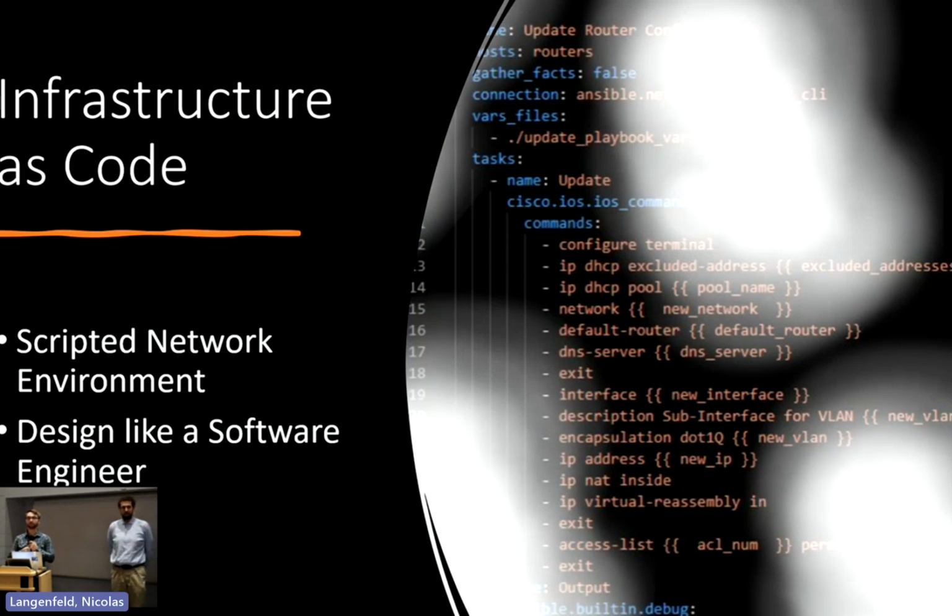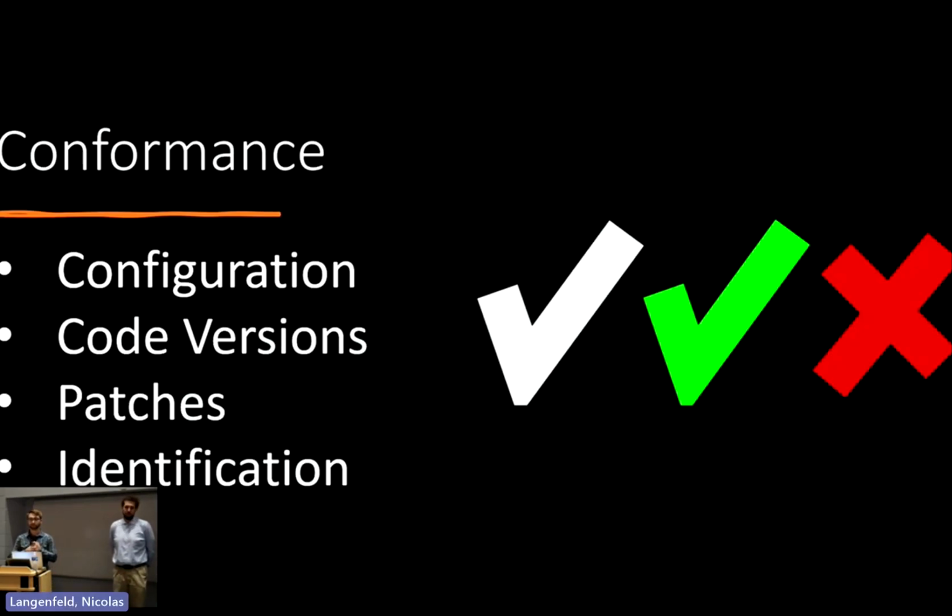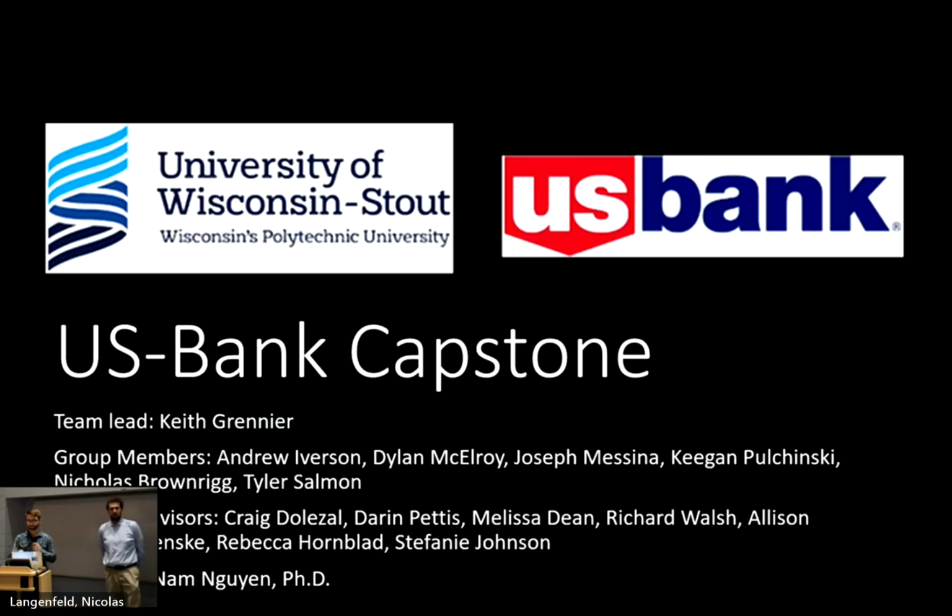Infrastructure as code means you're no longer going to devices and manually typing everything in. You additionally document and script your entire code. Additionally, you would work on this as a programmer would go about their code. And last, conformance. Conformance is about making sure the configuration is correct. We document what code and patch version we're on. And additionally, we would verify the identity of the device we're connecting to.